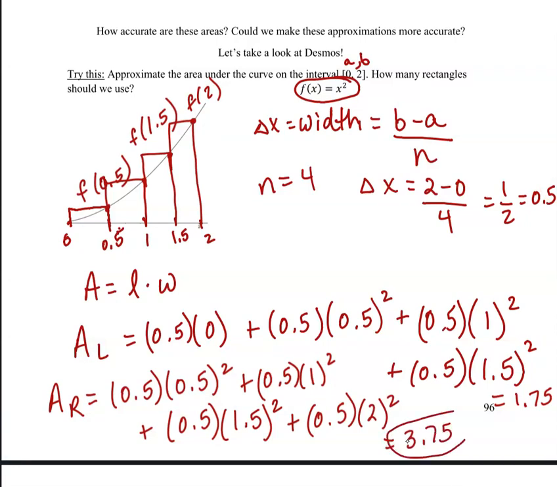And this should make a little bit of sense because, so this was our left and this was our right. This should make a little bit of sense because this is an over approximation. Notice that these are outside of the curve, so they over approximate it.